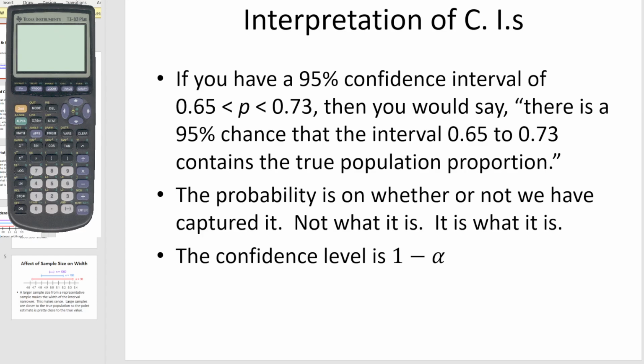The wrong interpretation would be that there is a 95% chance that the true value of p will fall between 0.65 and 0.73. The reason that interpretation is wrong is that the true value is fixed out there somewhere. You're just trying to capture it with the interval. So this is the chance that your interval captures the true value, not the chance that the true value falls into the interval.